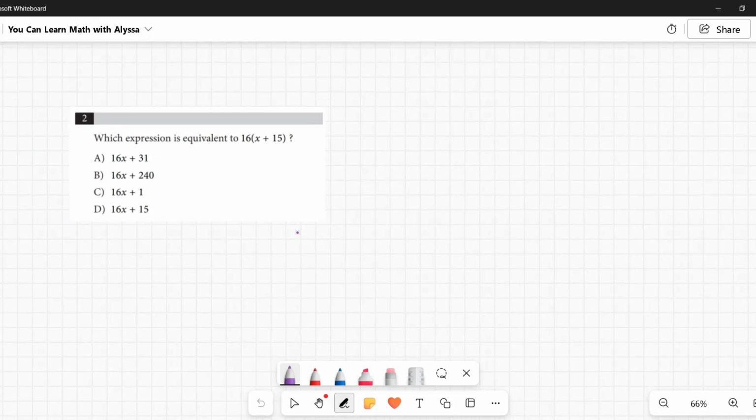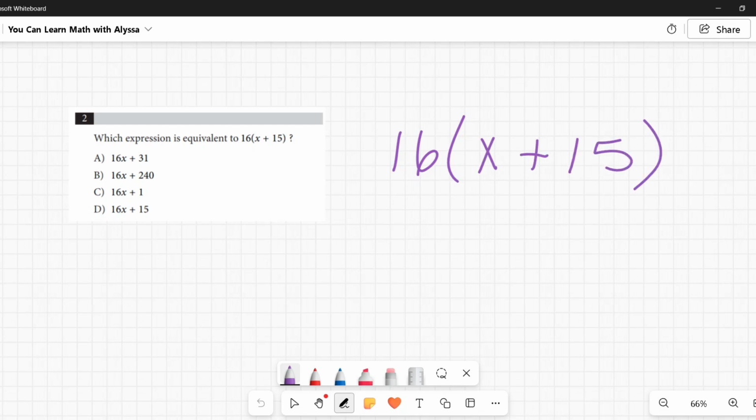Number 2, which expression is equivalent to 16 times x plus 15? This is testing your knowledge of the distributive property. When I have a number in front of a parentheses, it is the same as that number multiplied by each individual thing inside the parentheses. This is true whether there are two terms within the parentheses or 25 million. It doesn't matter. You would do the same process.